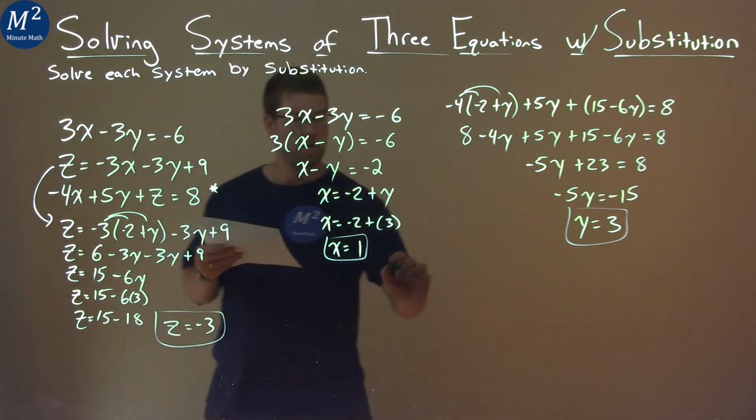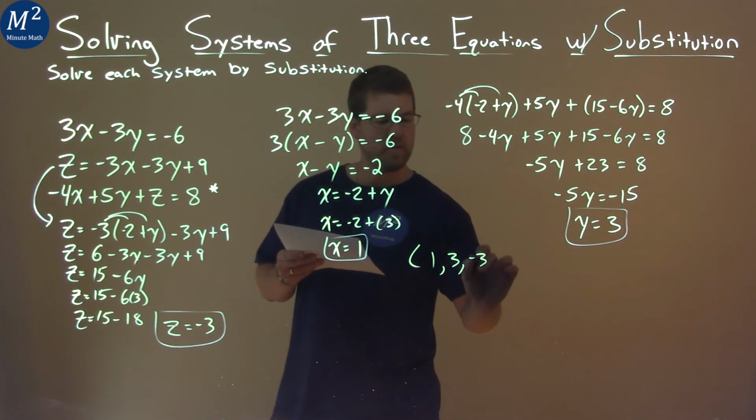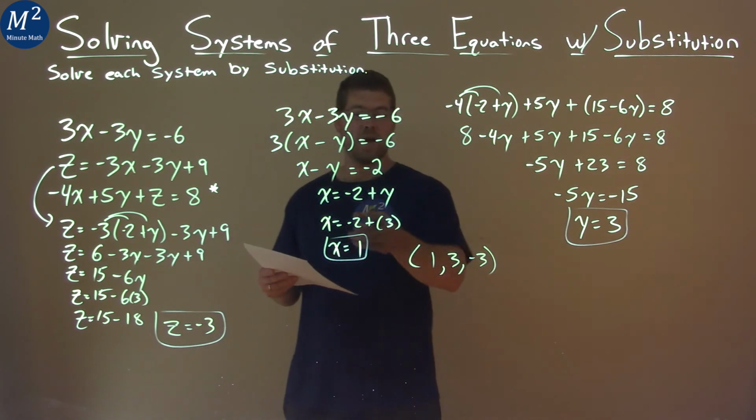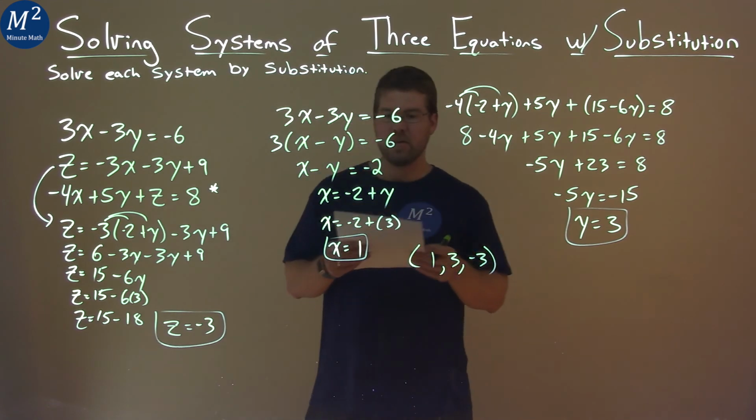So we can write this as a coordinate point: 1 for the x, 3 for the y, and negative 3 for the z, and that is our final answer. X equals 1, y equals 3, and z equals negative 3.